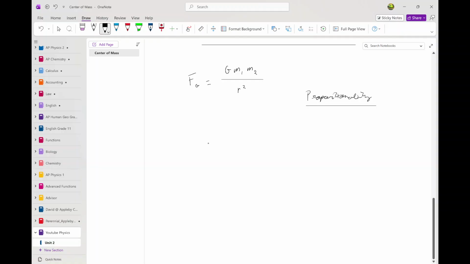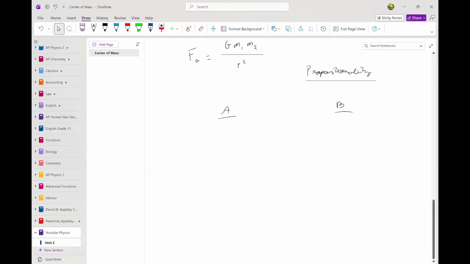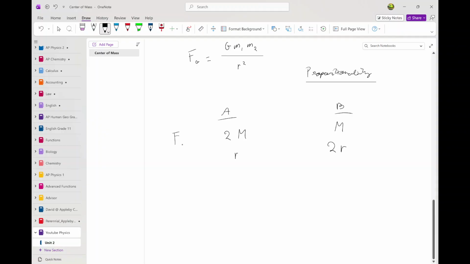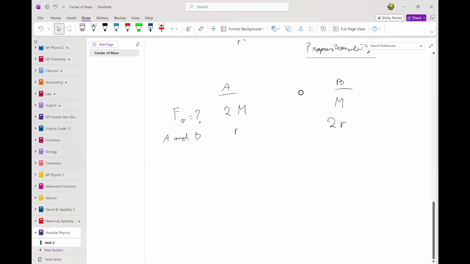So proportionality: let's say you have A and let's have B. For A, you have 2 times the mass, and the radius stays constant. And for B, you have normal mass, but then the r gets multiplied by 2. So for the Fg, what would it equal for A and B? Okay, well, let's figure it out.